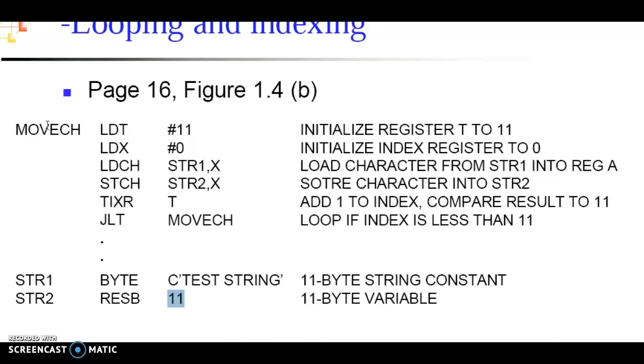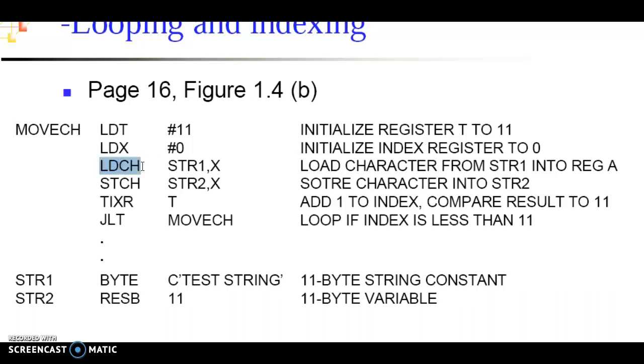It's a loop. So we are giving a name for that, move ch. Character by character, you will be storing the string characters into the target variable. For that, T and X registers will be used. T register will be used to store the number of characters that need to be copied, the N value. Here it is 11, so it is initialized with 11. Then X register, the index register, is initialized to 0, so that the index can be monitored.